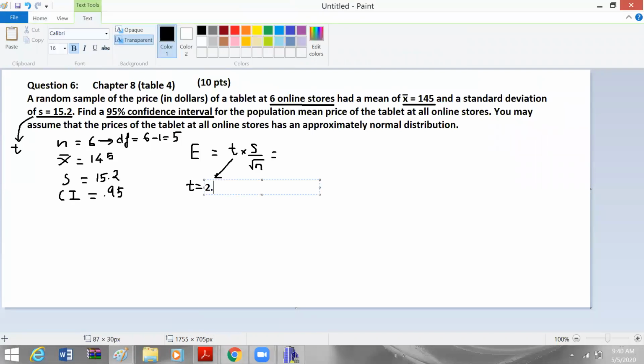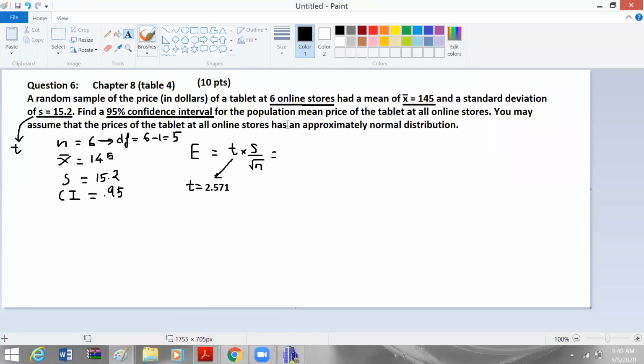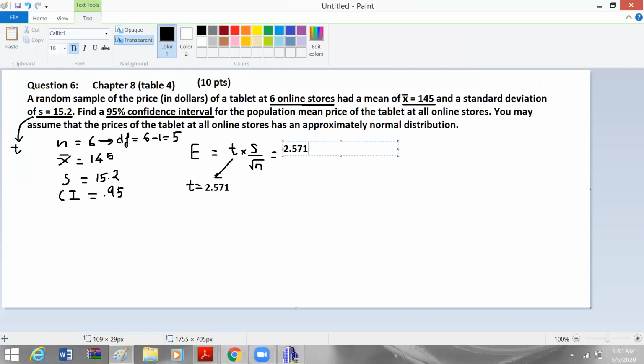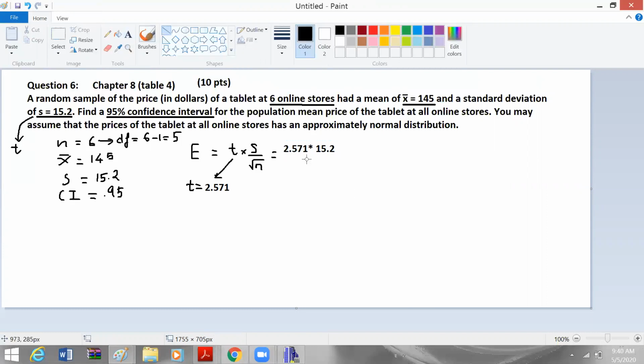Okay. We take that 2.571, we multiply by the sample standard deviation, which is 15.2, and then we divide it by the radical n. Remember, the n is equal to 6. When you look at the chart, we go to 5, but when you divide by the radical n, the n in this case is 6. So we divide by radical 6.